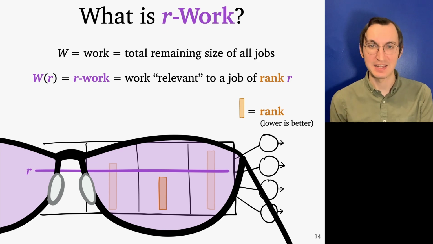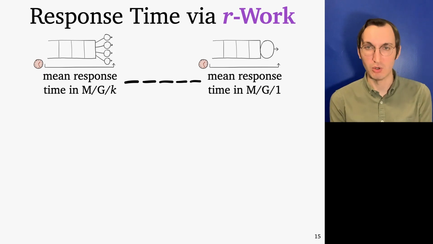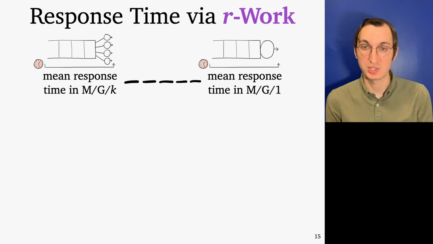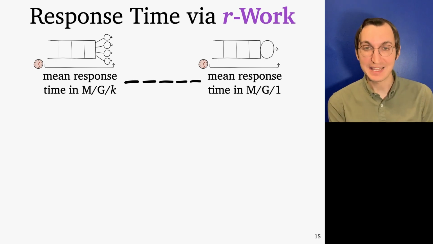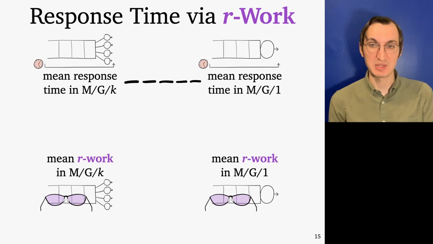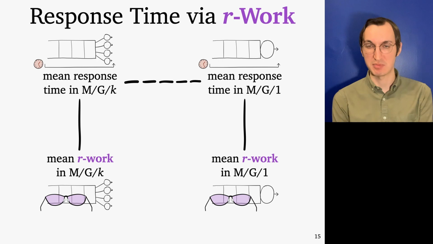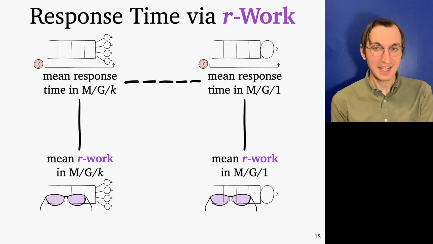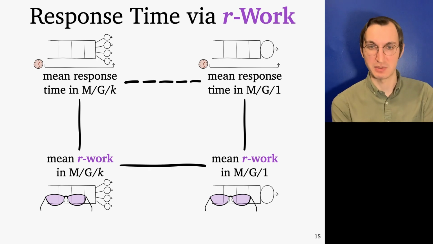And so here's how we analyze response time using R work. Remember that our goal is to get a mean response time bound on the M/G/k in terms of mean response time in the M/G/1. And we're going to get this bound by going via R work. Specifically, there's a two-step process. The first step is, in each of the M/G/k and M/G/1, to relate mean response time to mean R work. And then the second is to relate the mean R work between the multi-server and single-server systems.